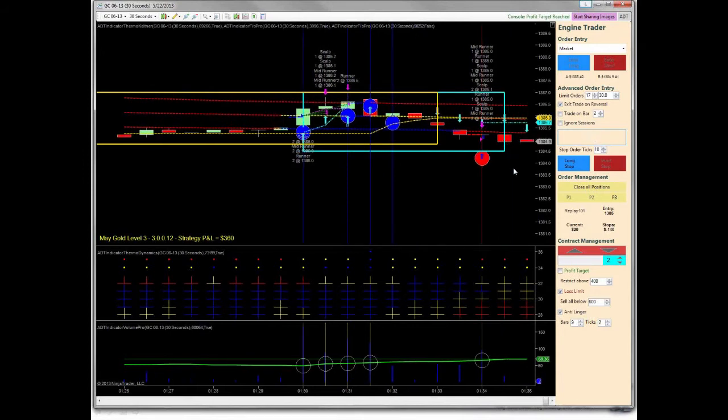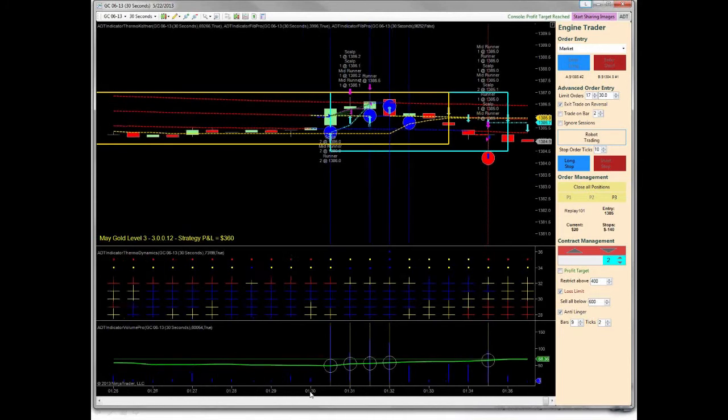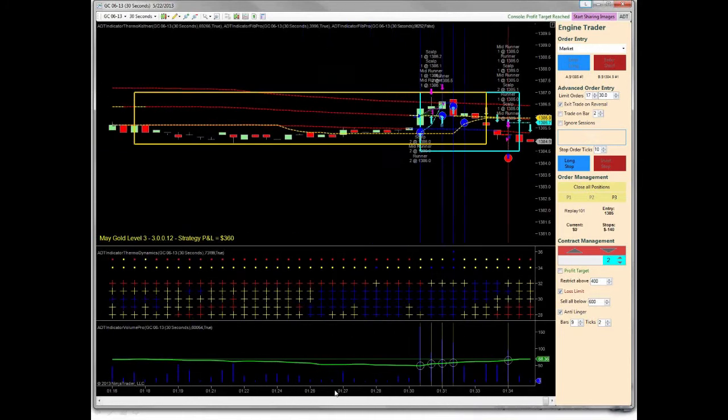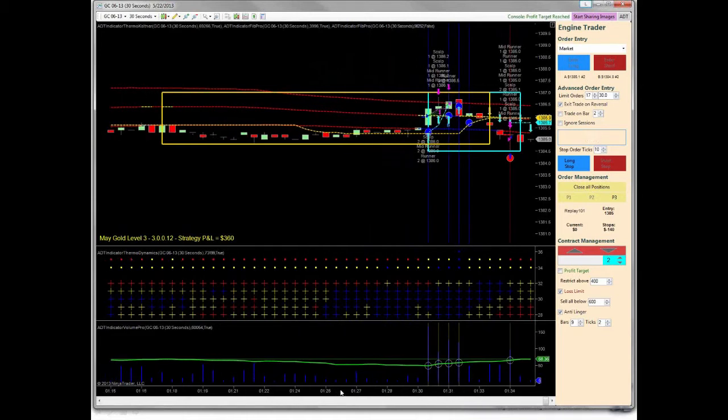But so far, since I started this up, we're up $360 in about 6 hours, which I'd be happy with. But again, we're not giving you the settings. These are my settings. This isn't even what we use in one of our current robots. This is my own gold settings that I use.